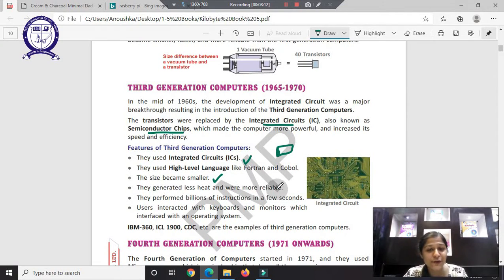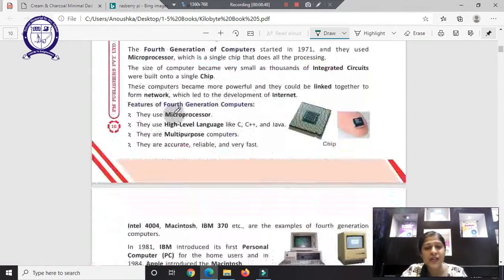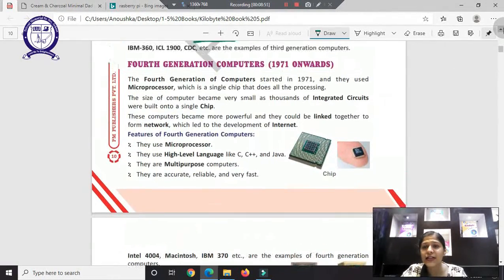They generated less heat and were more reliable. By reliable, we mean that they were more accurate. The calculations that they performed were more accurate. They performed billions of instructions in a few seconds. Users interacted with keyboards and monitors which interfaced with an operating system. So the operating system was a feature of these third generation computers, and they used high level languages like Fortran and COBOL.